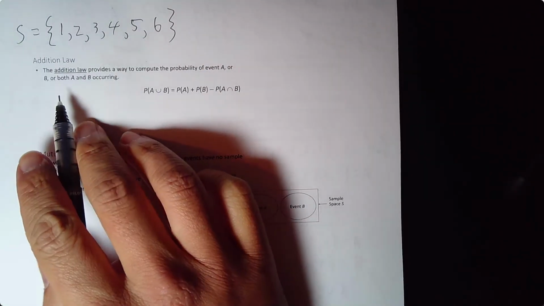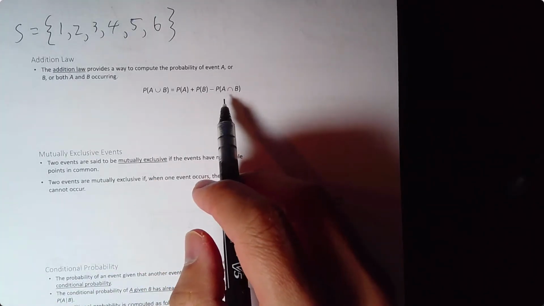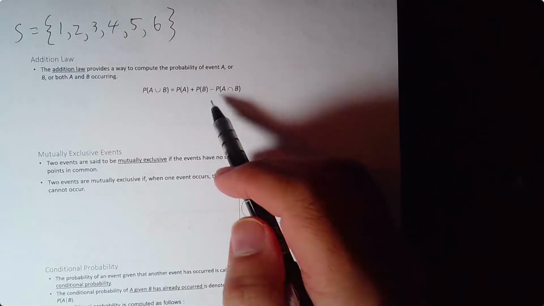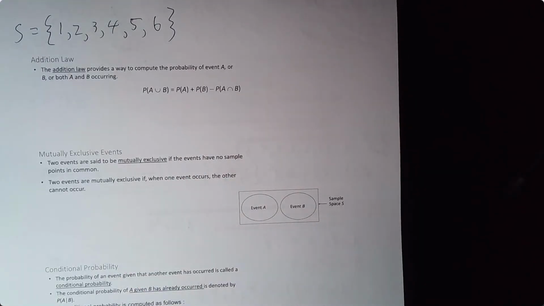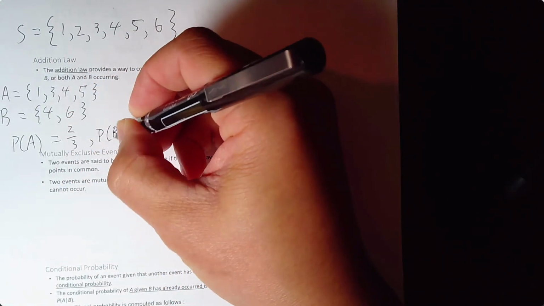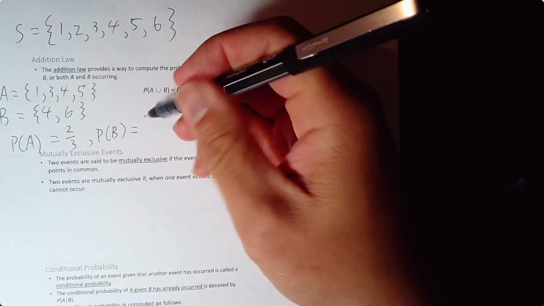So, addition law. The addition law gives you a relationship between union and intersect, but it's a reminder that you have to subtract the intersect when you add these. So for example, I have A equals 1, 3, 4, 5, and B equals 4 and 6. Now let's see here. What's the probability of A? Probability of A is 4 out of 6, or 2/3. Probability of B equals 2 out of 6, or 1/3.